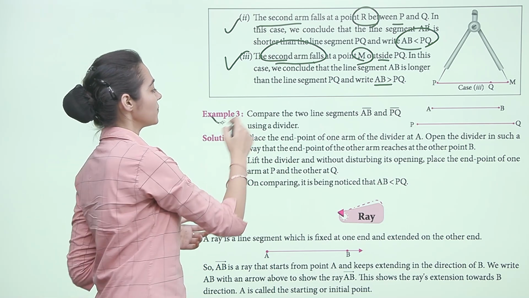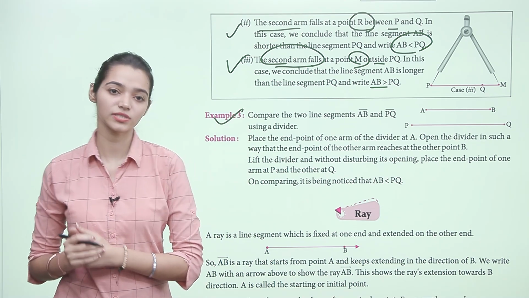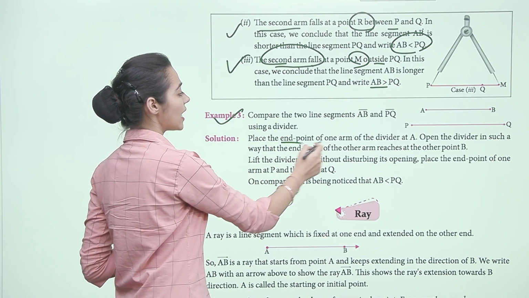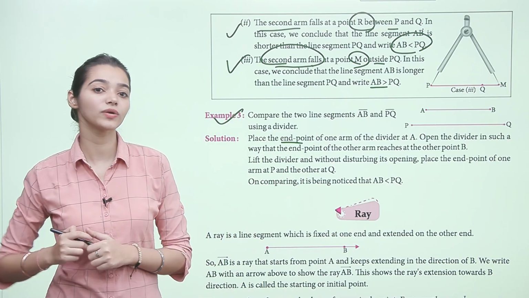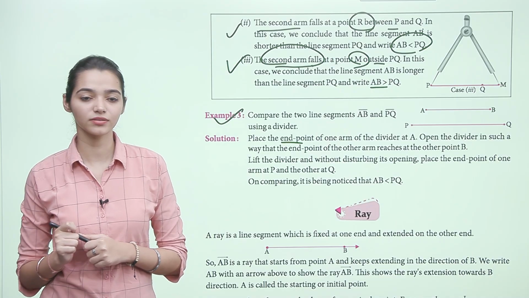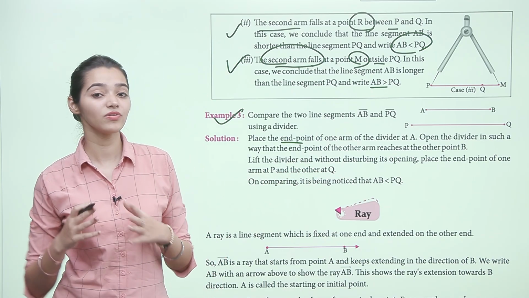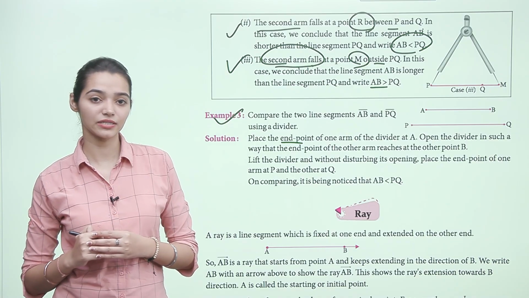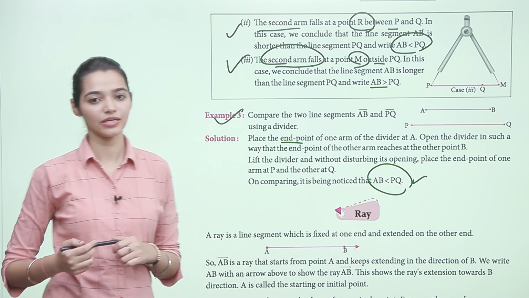Now let's start with example number 3. Here we have to compare the two line segments AB and PQ using a divider. We place the end point of one arm of the divider at A. Then we open the divider in such a way that the end point of the other arm reaches the other point B. Now we lift the divider without disturbing its opening. We place the end point of one arm at P and the other at Q. On comparing, we notice that PQ is greater than AB.